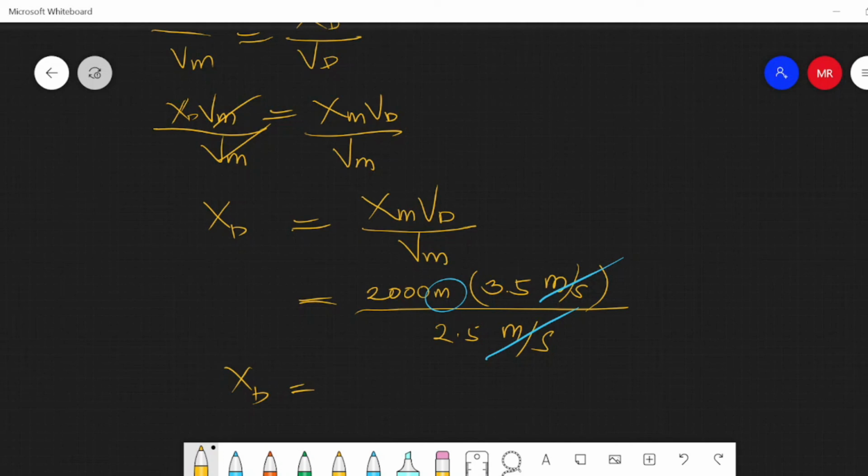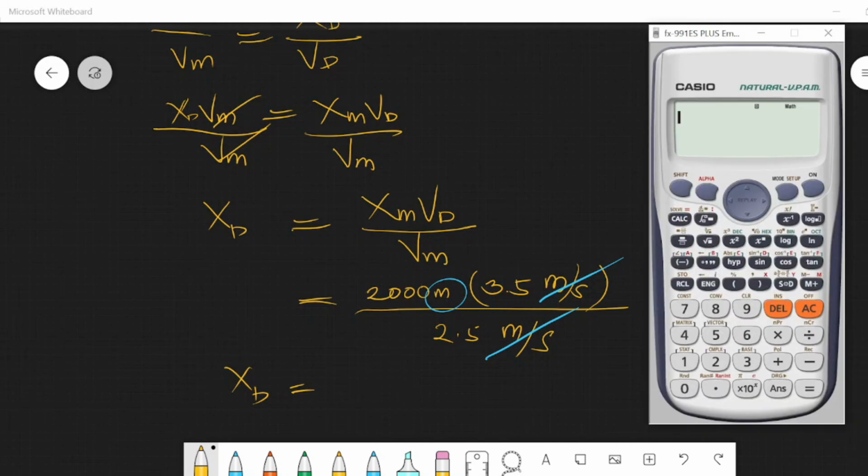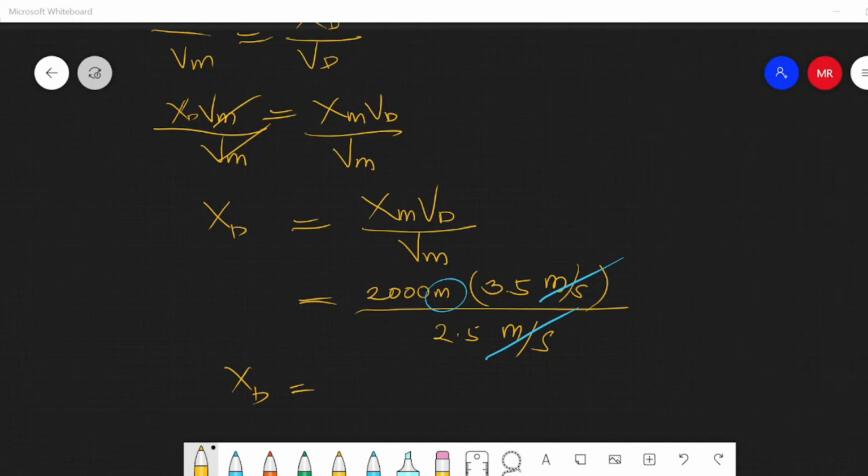Our answer now for the distance run by the dog, let us compute for this problem. Let us just input this in our calculator: 2000 meters times 3.5 over 2.5. The answer would be 2,800 meters or 2.8 kilometers. So the distance run by the dog is 2,800 meters, or this is equal to 2.8 kilometers.